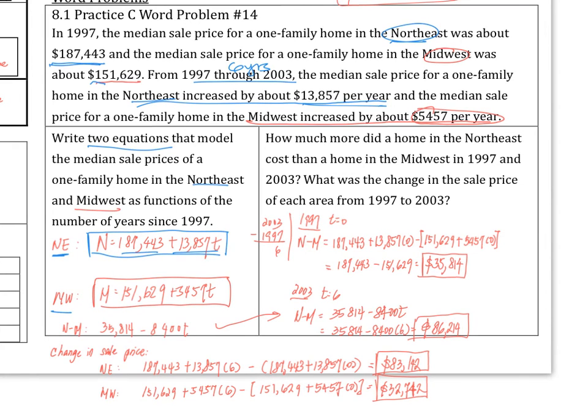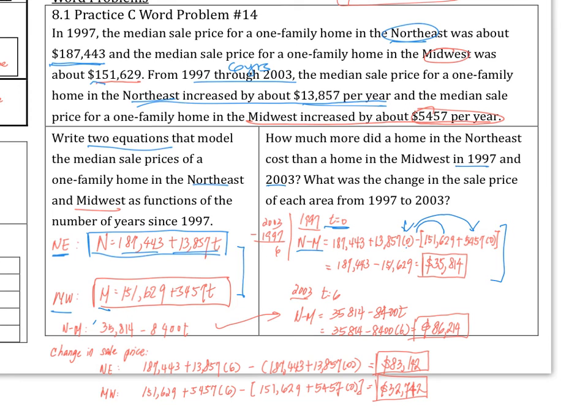And the second question here asks you, how much more did a home in the Northeast cost than a home in the Midwest in 1997 and in 2003? Now we need to calculate two amounts here. So in 1997, the time is 0. So I can take n and subtract m. So in the first part here, I did a lot of work for you. I substituted 0 in for t for both functions, and then I had to distribute the -1, okay?